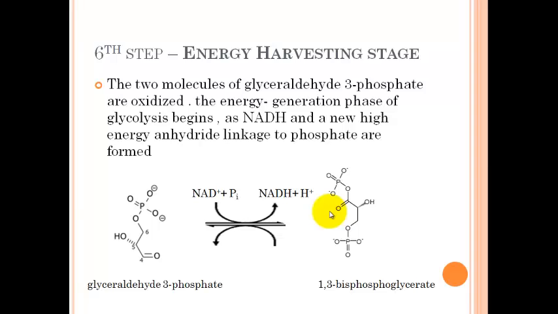The sixth step, now we are in the energy harvesting stage or the payoff stage. In this reaction, glyceraldehyde 3 phosphate is oxidized into 1,3 bisphosphoglycerate. This is a high energy compound. That means you can produce ATP from this compound.